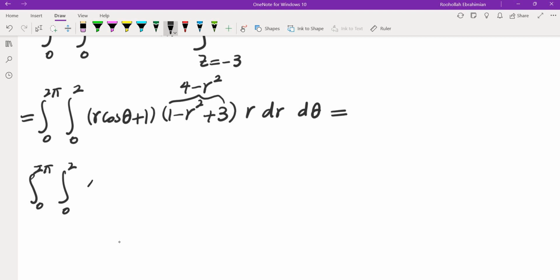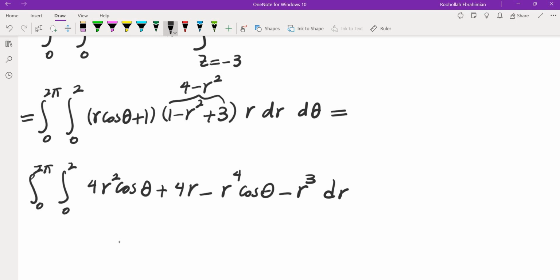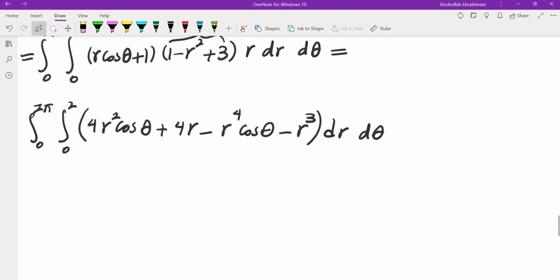If we multiply this, we get 4r cosine theta plus 4 if we multiply by 4. But there's also an r in front, so we get r squared and then r here, minus r cubed, which is going to be r to the 4th cosine of theta, and then minus r squared times r, which is r cubed, and then dr d theta. So what we did was we multiplied the inside out, and then we will integrate, because then it became a polynomial which we can easily integrate. Okay, let's go ahead and integrate this one.